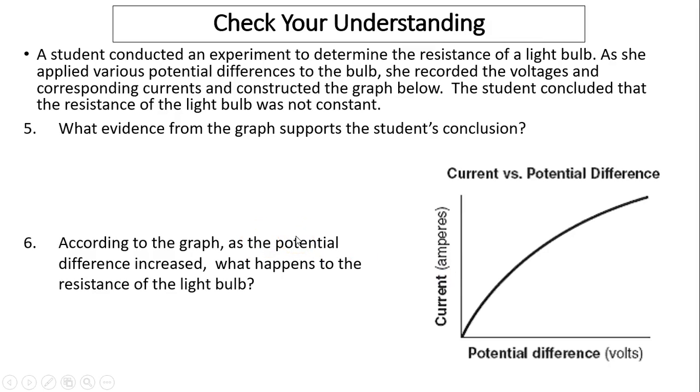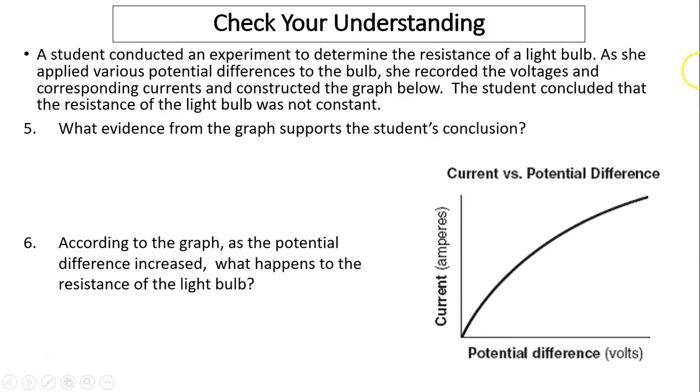Another example. A student conducted an experiment to determine the resistance of a light bulb. As she applied various potential differences to the bulb, she recorded voltage and corresponding currents and constructed a graph below. The student concluded the resistance of the light bulb was not constant. What evidence from the graph supports the student's conclusion?